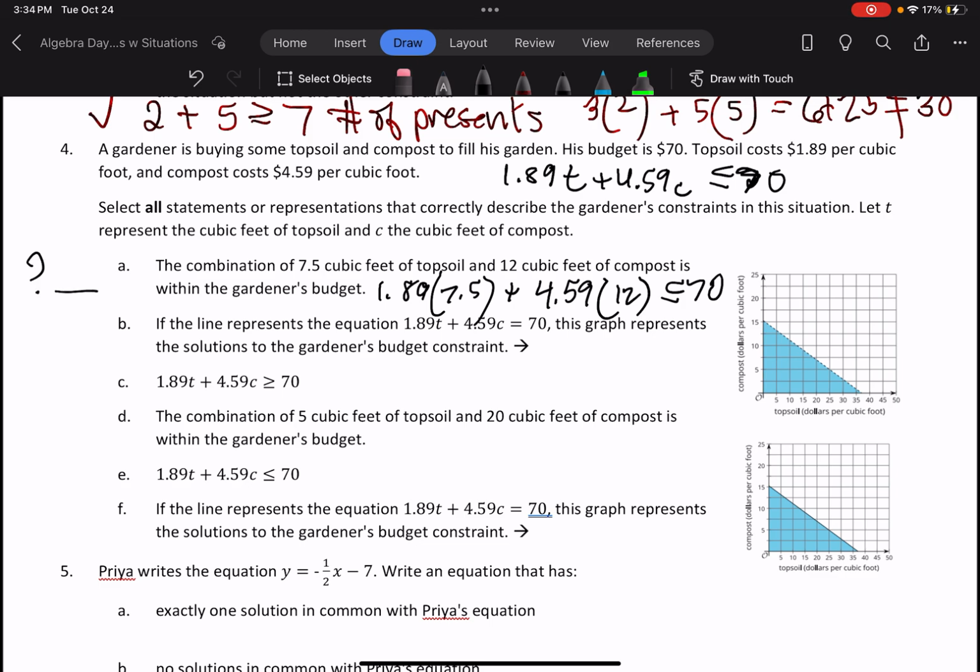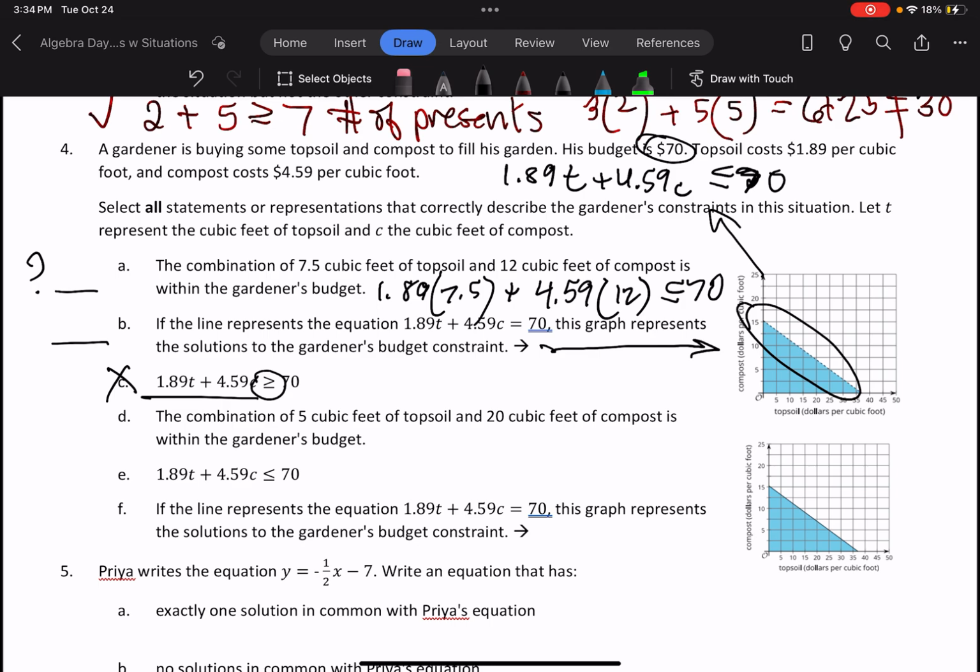Letter B, if the line represents the equation 1.89T plus 4.59C equals 70, this graph represents the solutions to the gardener's budget constraint. So is this graph that has a dotted line representative of this inequality? Notice we have a less than or equal to sign. What do you think? Decide yes or no. Letter C says that we have this equation with a greater than or equal to sign. Remember, the budget is 70, so we know that that is not one of our solutions.